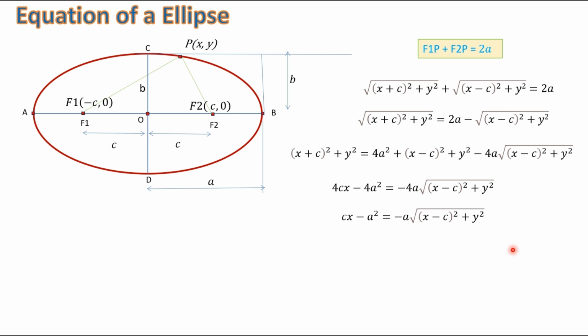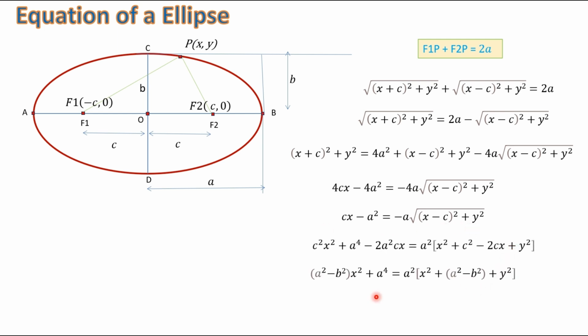Just cancelling the 4 and squaring again both sides of the equation. So we'll get the equation in terms of x and y, a, b. We are trying to eliminate the c term. We know that a square is equal to c square plus b square. We have proved that already, right? So from that, c square we replace with a square minus b square.